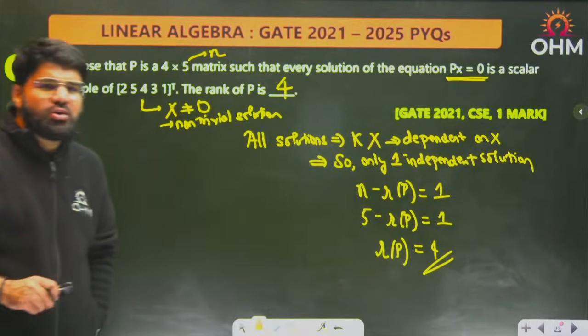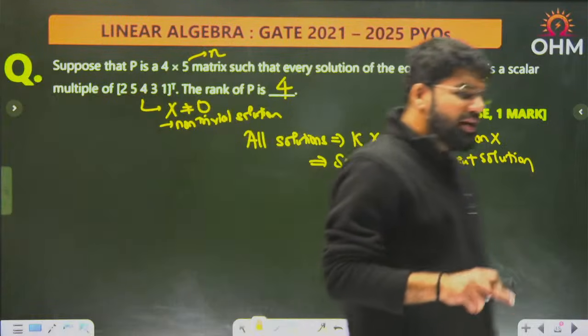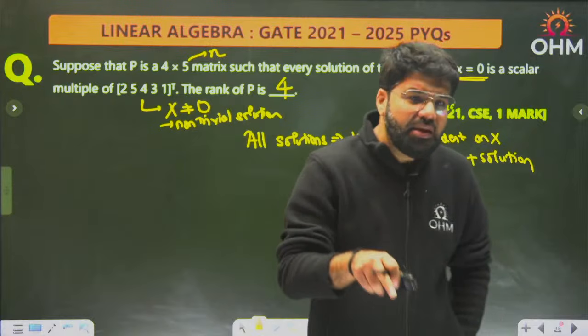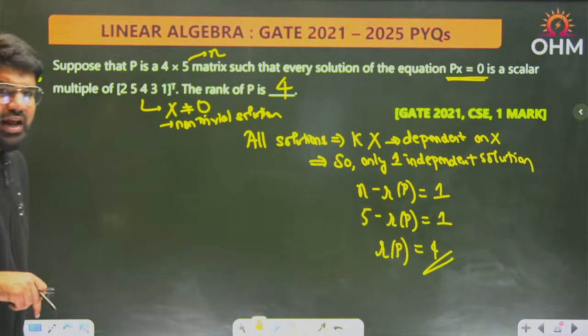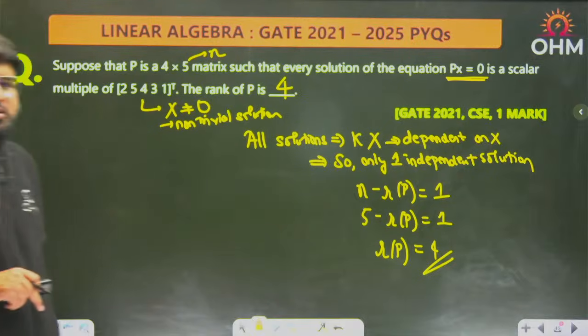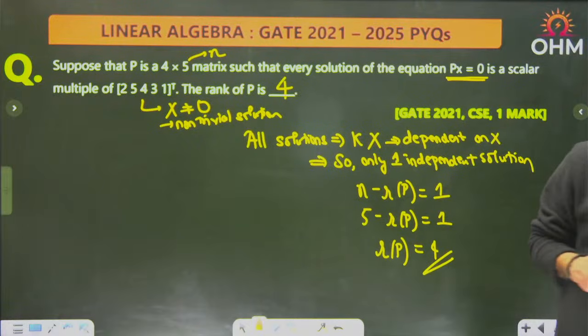No, rank is not 1. Rank is 4. Chinmay, correct answer. One independent solution, and the number of independent solutions is given by n minus r, n minus the rank of the matrix. So the rank will be 4. Chinmay, earlier you gave the correct answer, not rank is 1. Tell me how.